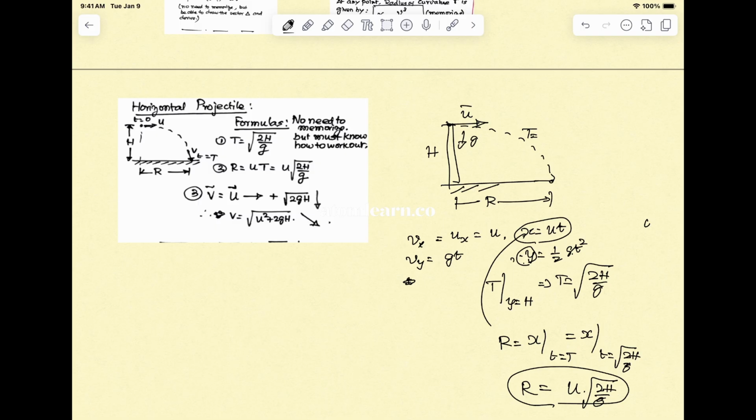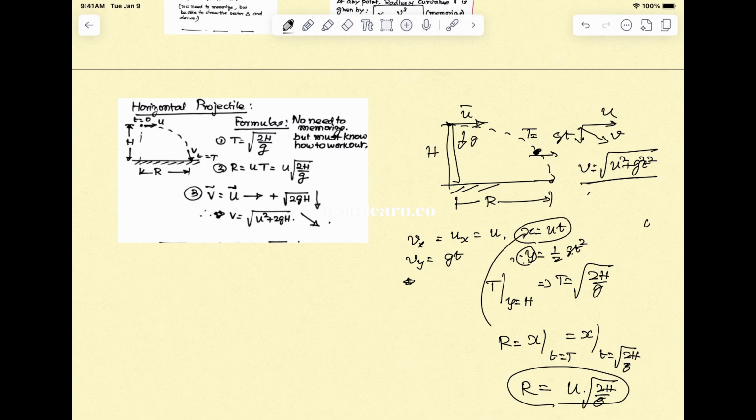Then we also should be able to make out what is the velocity at any point during its flight. Let us say at this point. The velocity here is given by the horizontal component of velocity u plus the vertical component equal to g into t. Therefore we can write the velocity v at any time as the square root of u squared plus g squared t squared. Correct? Right.